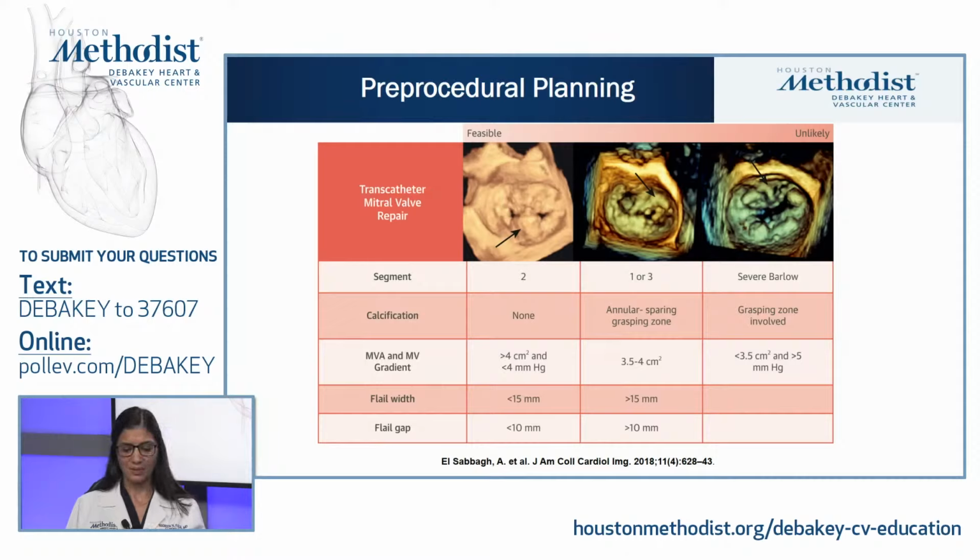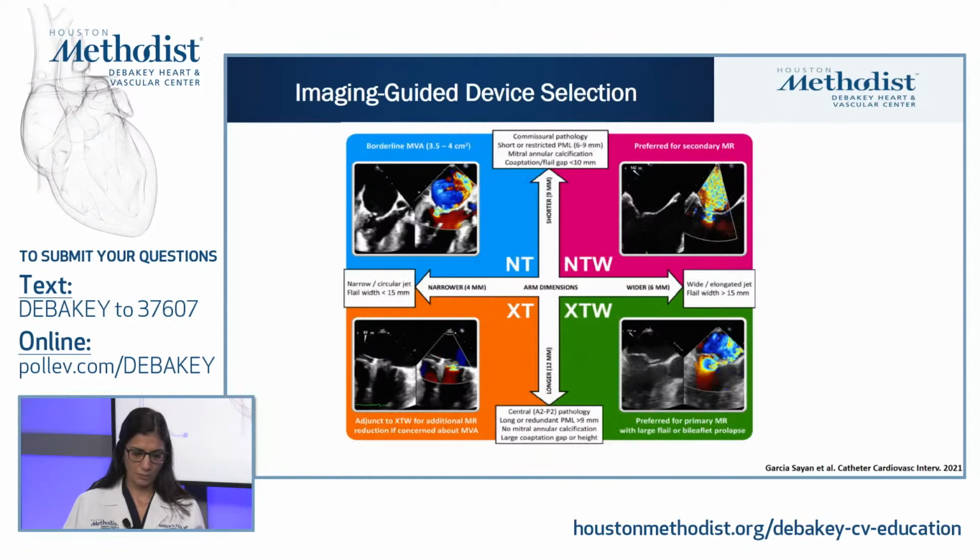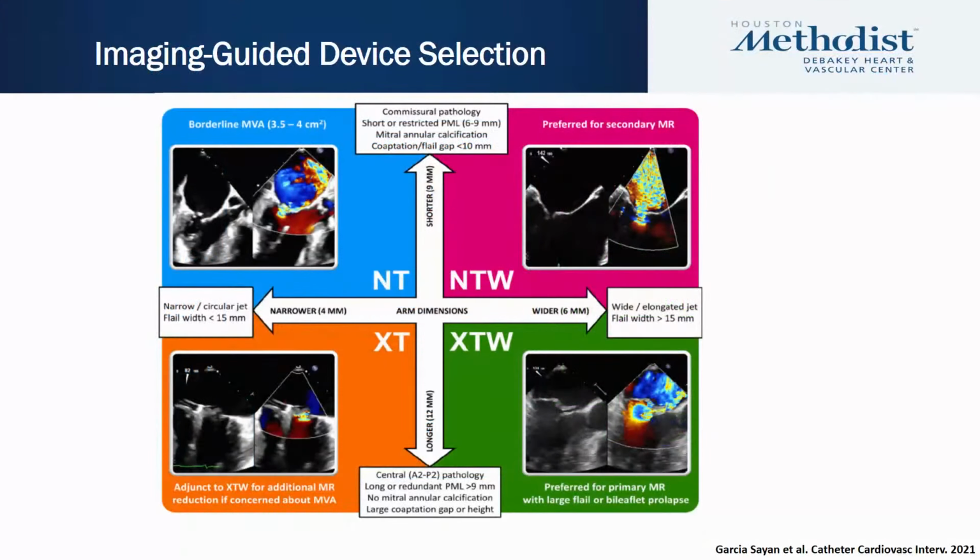Challenging cases include severe Barlow's disease, calcification involving the grasping zones, and small mitral valves with high gradients. Again, with advancements in imaging and the different new devices that we have, we're able to tackle some of the more challenging cases. And imaging really helps us decide on which device to use for the intervention.